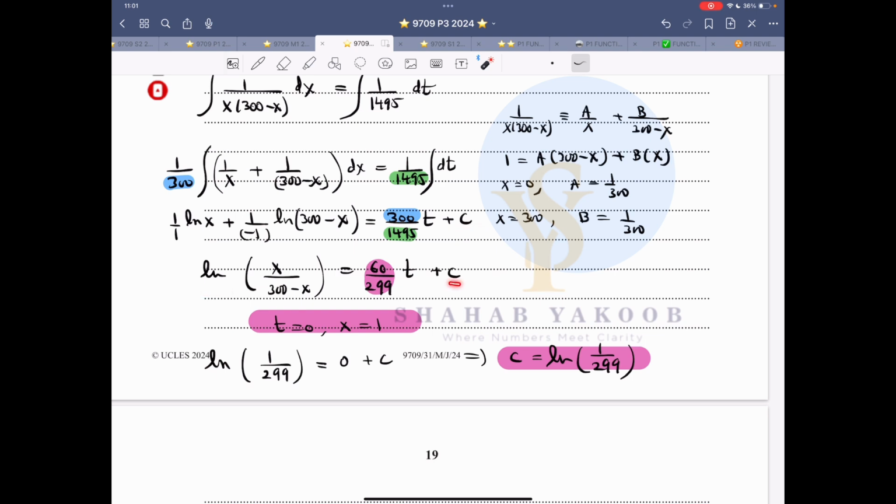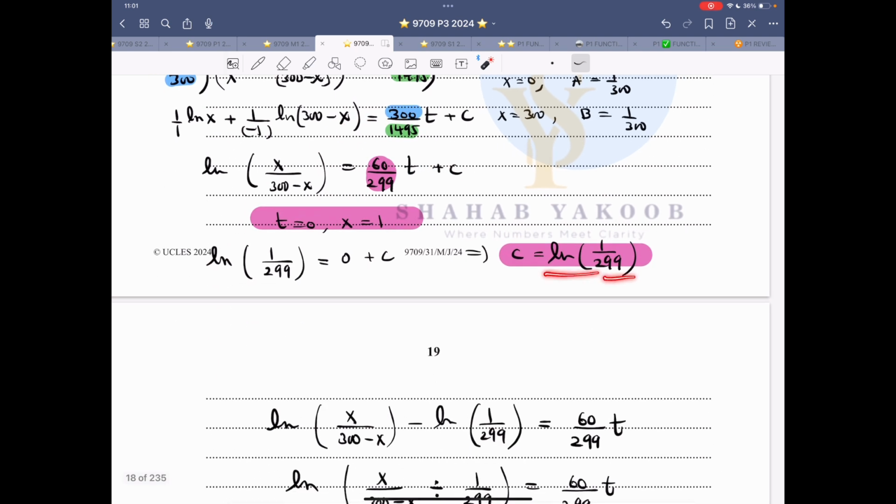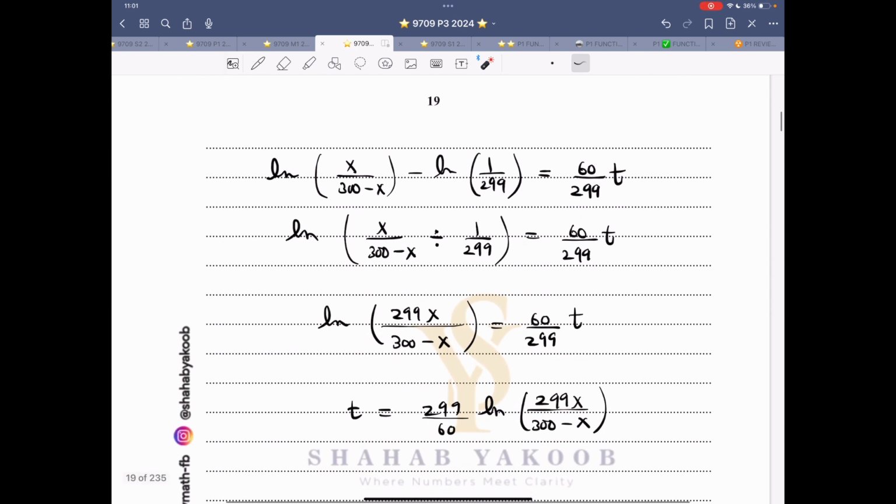Evaluate the constant, plug in the values, evaluate constant. Now, if you want to make t the subject, transfer the constant to the other side. What difference will it make? So it's ln of 1 over 299. So ln x over 300 minus x minus ln 1 over 299 is this thing.